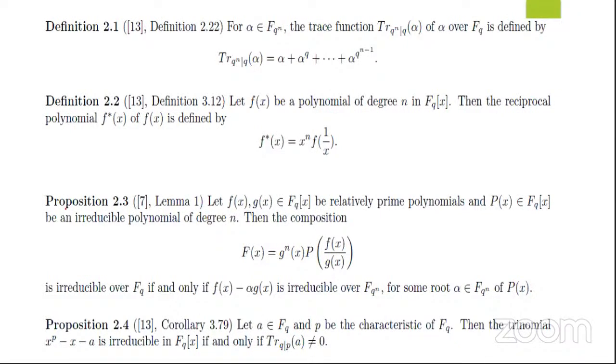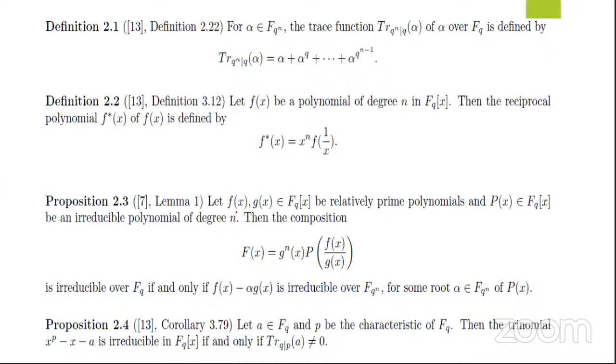Then next is the definition of reciprocal polynomial. If we have a polynomial f(x), then its reciprocal polynomial, which is denoted by f*(x), is defined by x^n f(1/x). These results we will use in the further sections.